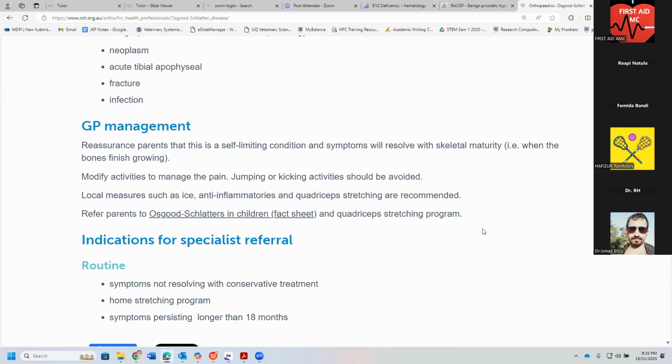GP doesn't do anything. We just reassure the parents that it's a self-limiting disease. Symptoms will resolve with skeletal maturity. We can ask them to do stretching exercises and modify their exercise activities to manage the pain. They can use local measures like ice, anti-inflammatories, and quadriceps stretching to reduce the pain. If the symptoms are not resolving and persist for more than 18 months, then we need to do a specialist referral to make sure that we are not missing anything.